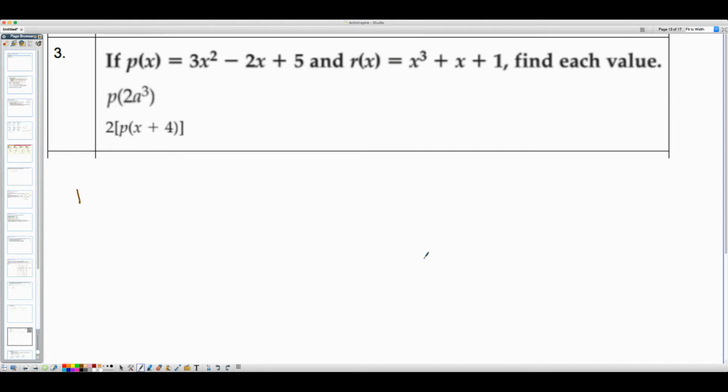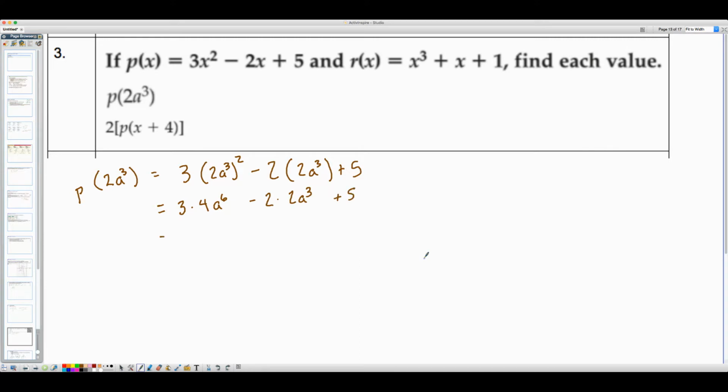But I said before that the x value in f of x, the function, could be a variable or a number or an expression. And that's what we've got here, two expressions. So the first one, I'll plug in 2a cubed into my equation, and then I'll simplify it. I'm going to expand what's in the parentheses first, and then I'm going to multiply it out.